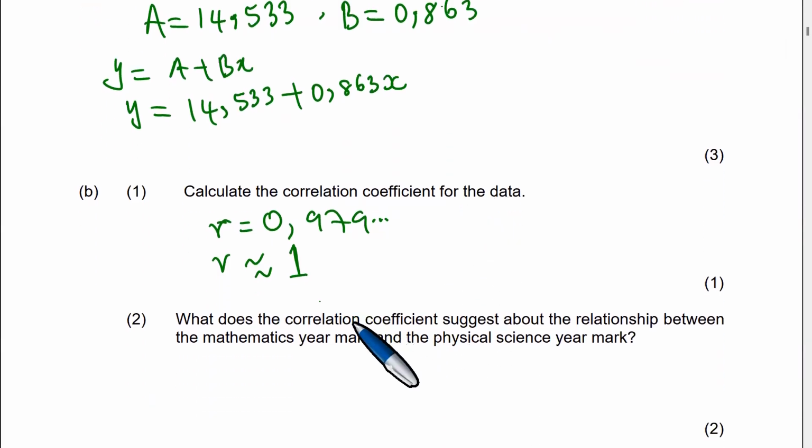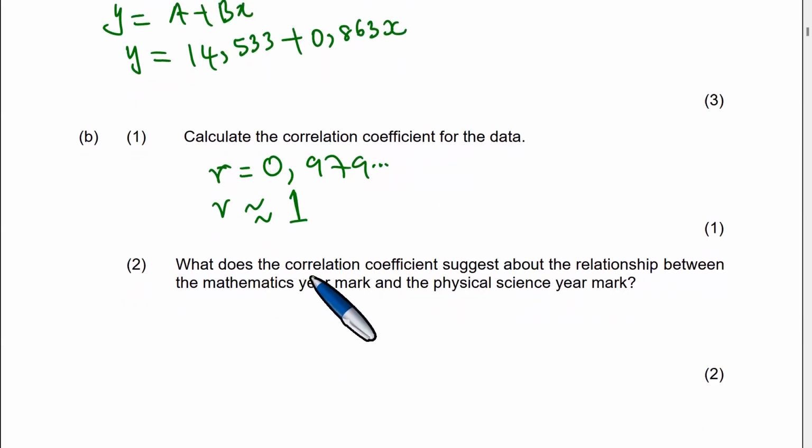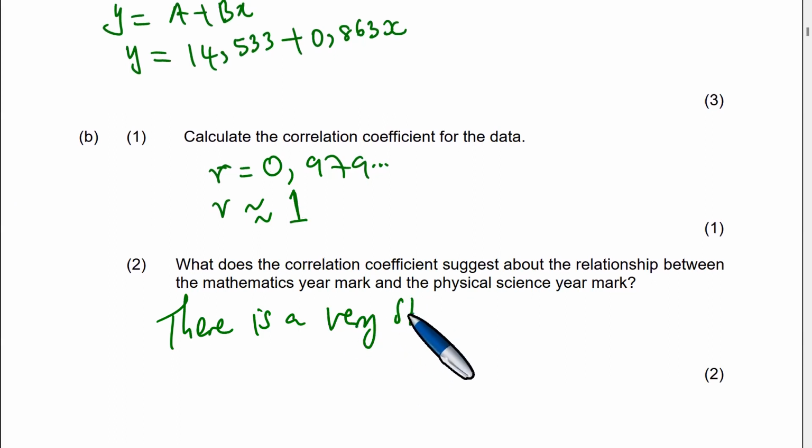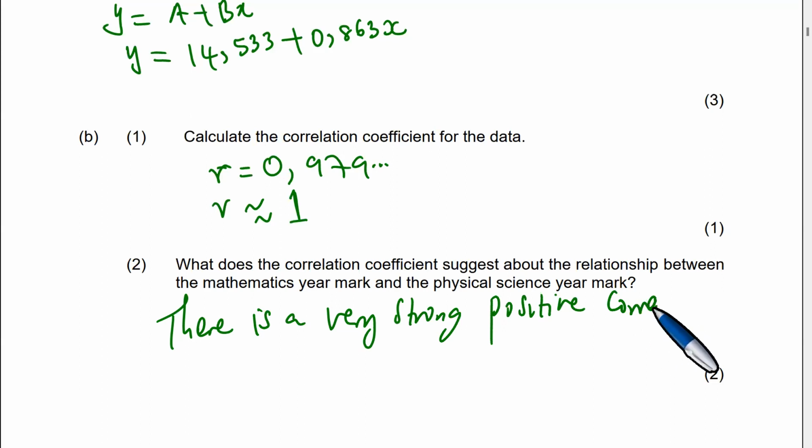Right, so a couple of things are very important. What does the correlation coefficient suggest about the relationship between the mathematics year mark and the physical science year mark? Obviously, because it is close to 1, it suggests that there is a very strong positive correlation. There is a very strong positive correlation, right? Because the correlation coefficient is approximately 1. Next question.